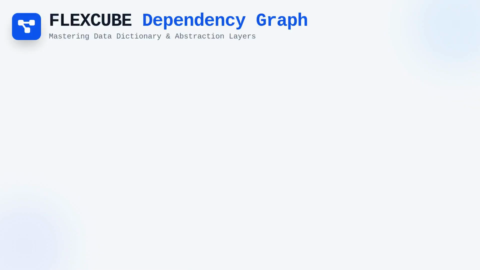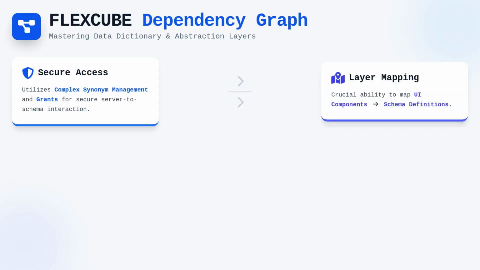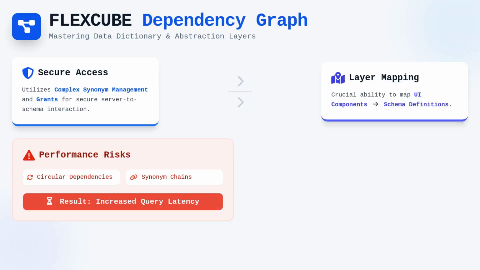Understanding the dependency graph within the data dictionary is just as important as knowing the location of specific tables. The FLEXCUBE platform utilizes complex synonym management and grants to ensure that the application server can interact with the schema securely and efficiently. As you navigate the data dictionary, pay close attention to how circular dependencies or excessive synonym chains might introduce latency in your queries.